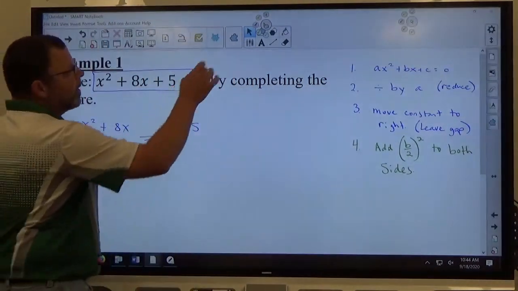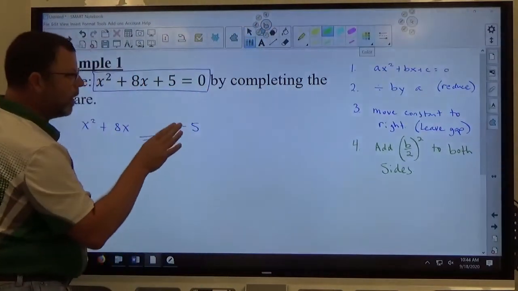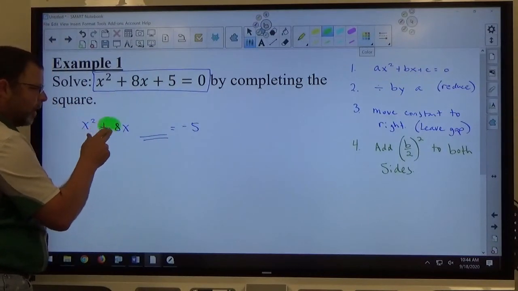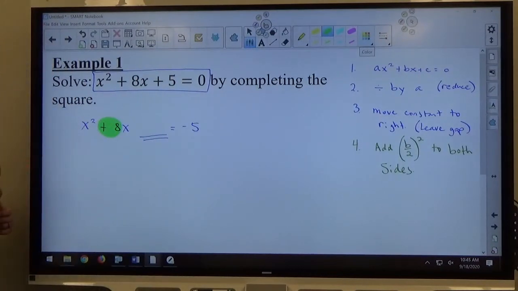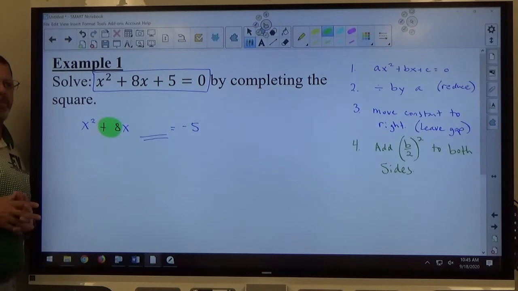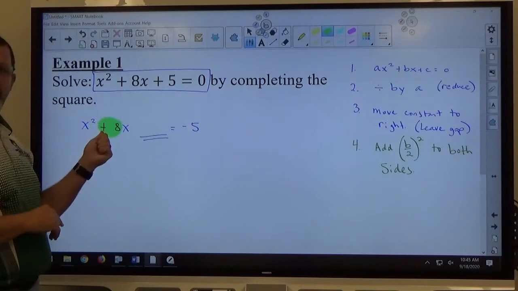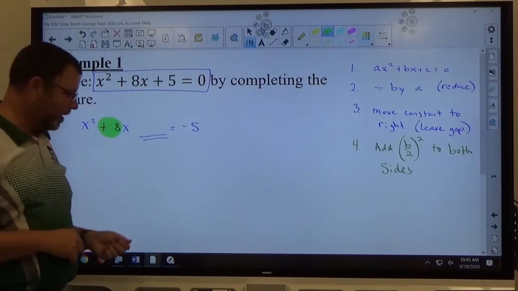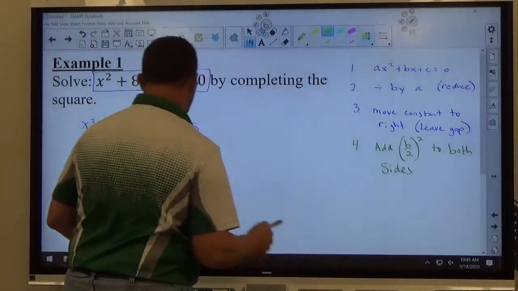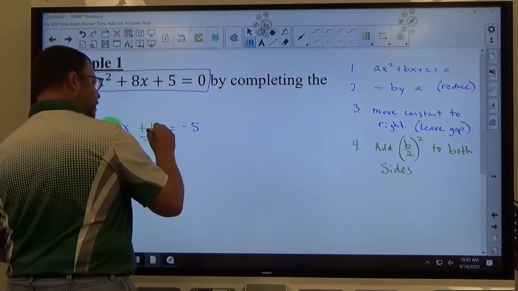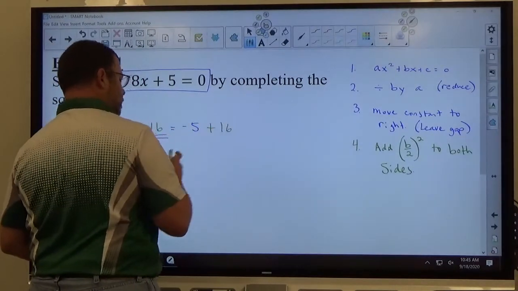So, when I say that we're supposed to take b over 2, this is what b is. B over 2 is a fancy way of saying half of b. What's half of 8? 4. And what's 4 squared? 16, right? So, it's not square root of 4, it's 4 squared, right? So, half of 8 is 4, 4 squared is 16, so I'm going to add 16 to both sides. So, plus 16 goes here, plus 16 goes here.